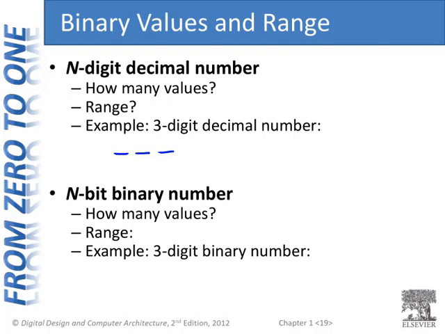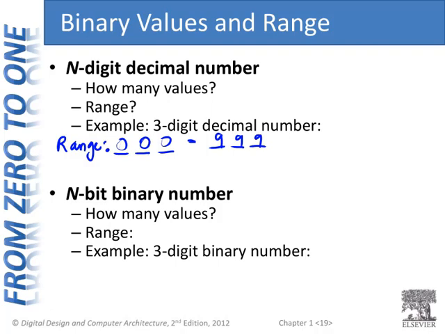Well, the smallest value is if we put all zeros in that 3-digit value. Okay, that's the smallest one. And the largest value we can represent is if we put the largest digit in each of those places. So the range of our 3-digit decimal number is 0 to 999. And how many different values could we represent?